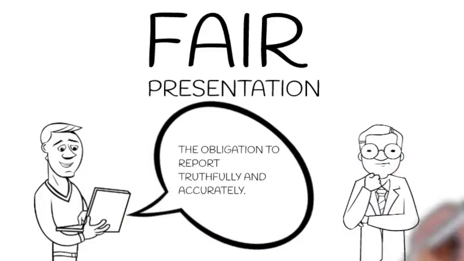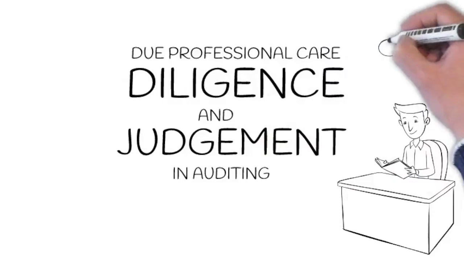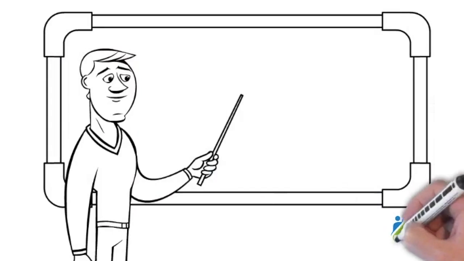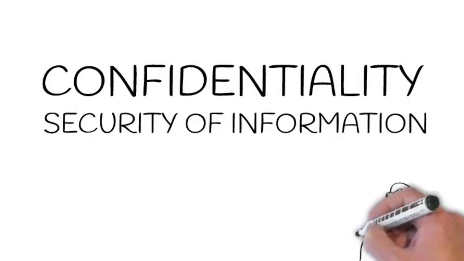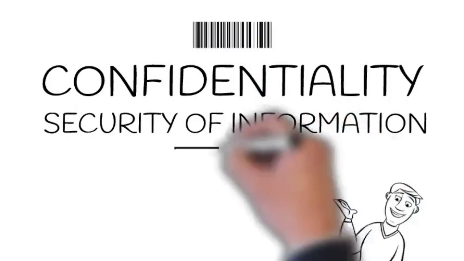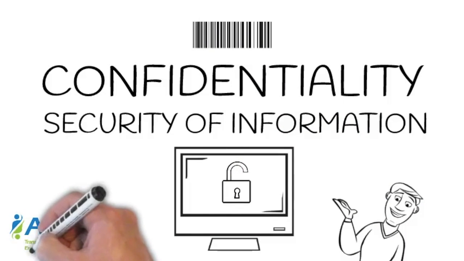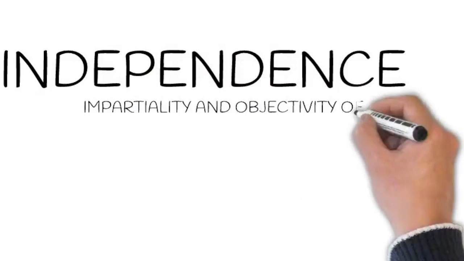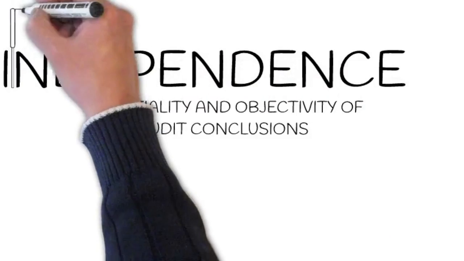Fair presentation means the obligation to report truthfully and accurately. Substantial difficulties and unresolved diverging opinions between auditor and auditee are reported and disclosed. Due professional care, which refers to diligence and judgment in auditing. As an auditor, you exercise due care in accordance with the importance of the task performed. Confidentiality, or the security of information. Information should not be used for personal gain or in a manner harmful to the legitimate interests of the auditee. Independence is the impartiality and objectivity of audit conclusions, free from bias and conflict of interest.